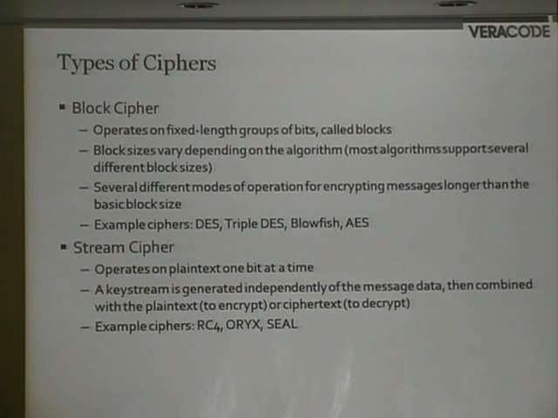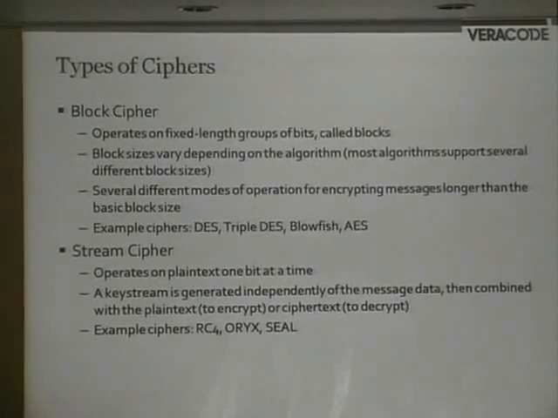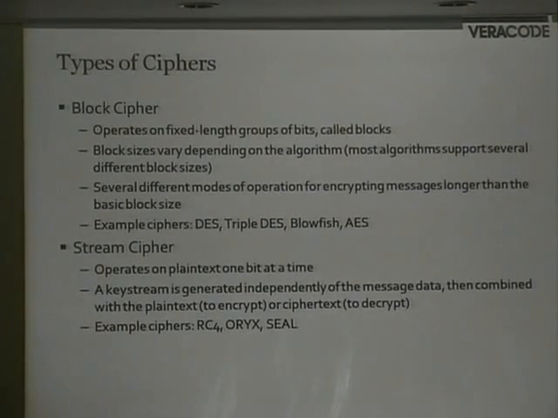A stream cipher operates on plain text 1 bit at a time. The cipher generates a key stream, and then you take some plain text along with that key stream and combine them together, and you get ciphertext. We'll get into this a little bit more later. I've listed some example ciphers there that you've probably heard of before, just showing you which high-level category each one of them falls into.